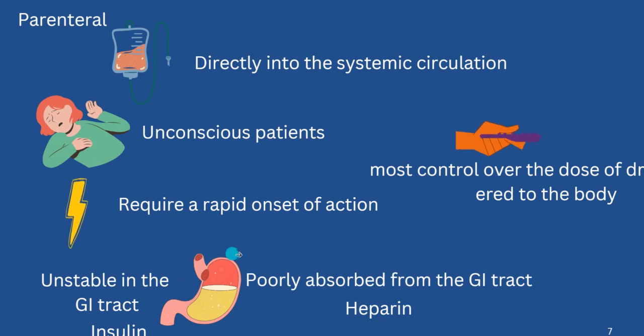And as I said, for any oral drug, we have to worry about the acidic environment of the stomach, right? So any drug which is unstable in the GI tract or poorly absorbed from the GI tract cannot be given orally. We have to go for other parenteral routes. One classic example of a drug poorly absorbed from the GI tract is heparin, whereas insulin will get metabolized or destroyed by the gastric juices. So these are the drugs which are preferred in the case of parenteral.